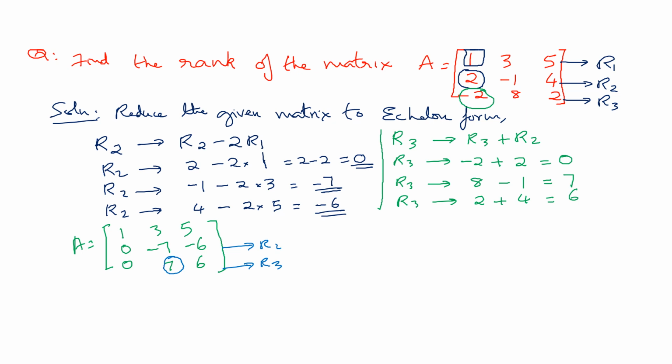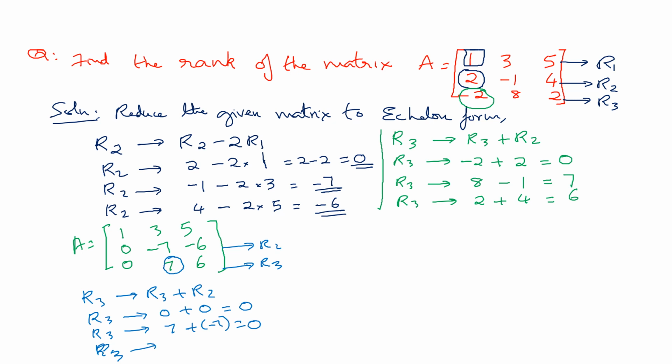Now you solve between R2 and R3. The easiest way to solve this is addition here. So R3 becomes R3 plus R2. That is, R3 becomes, first one you see there is no change. Even if you don't write it, no problem. 0 plus 0 is 0 only. So R3 becomes 7 plus minus 7, that is 0. The last one, R3 becomes 6 plus minus 6, it is 0.